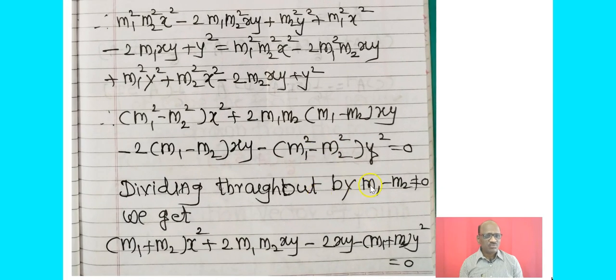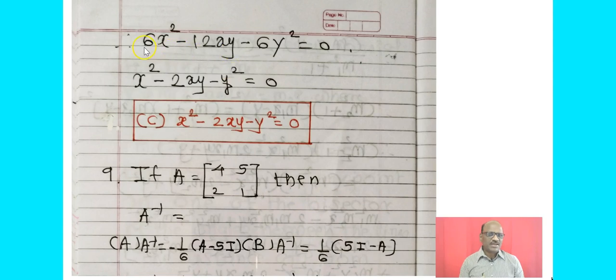That is, m1 minus m2 is not equal to 0. We divide it. Then you will get (m1 plus m2) into x square plus 2 times m1 into m2 into xy minus 2xy minus (m1 plus m2) into y square. Now we have the values of m1 plus m2 and m1 into m2, and after substituting the values you will get 6x square minus 12xy minus 6y square equals 0. Again divide by 6, then you will get x square minus 2xy minus y square equals 0, and hence option C is the correct one.